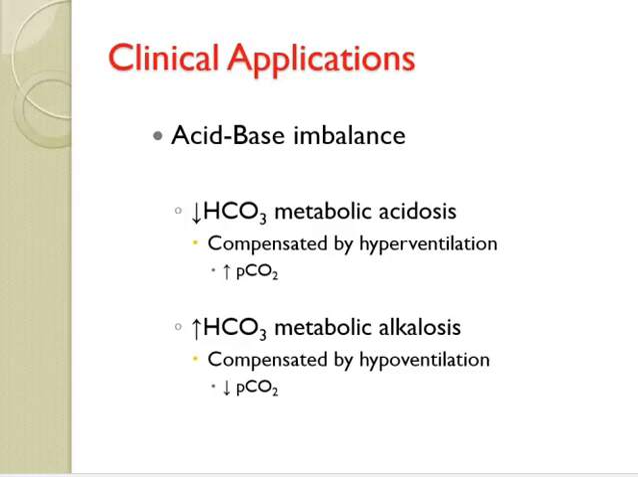It's compensated by hyperventilation. You can have an increased PCO2, or partial pressure of carbon dioxide in arterial blood. This is again an indicator of respiratory function and closely related to acid-base homeostasis, reflecting the amount of acid in the blood. You can have increased bicarb, or metabolic alkalosis, and it's compensated by hypoventilation or decreased partial CO2.